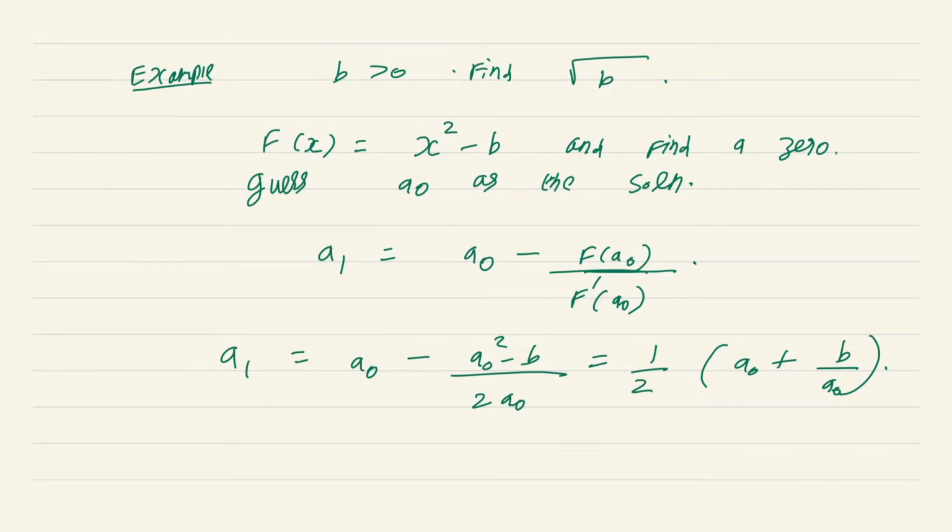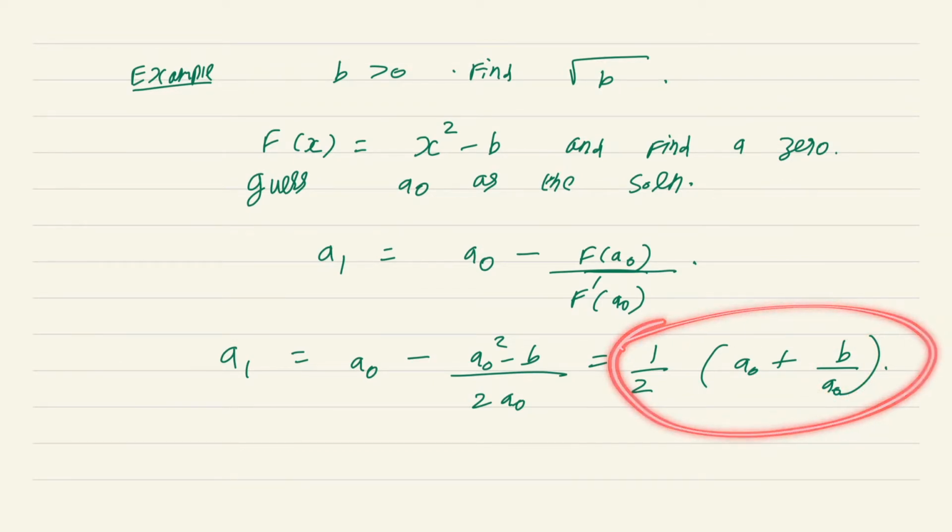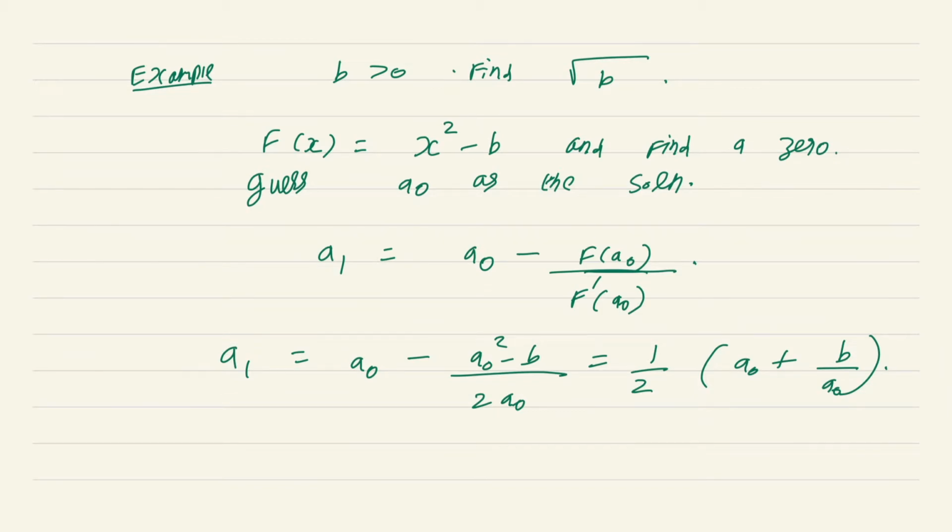Okay, the reason why this divide and average procedure gets you closer and closer to the root is the following intuitive idea. If you had guessed a naught to be very large, then b by a naught will be smaller than square root of b. So if a naught is very large compared to square root of b, then b by a naught will be smaller than square root of b, and this average will get us closer to square root of b because of that.